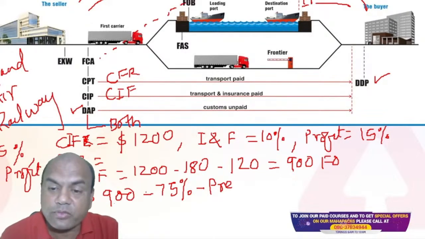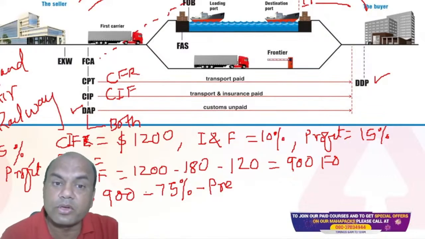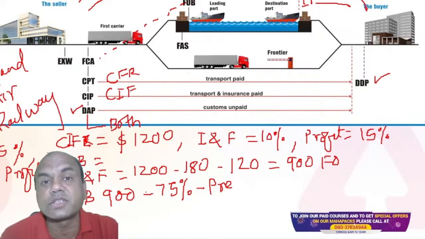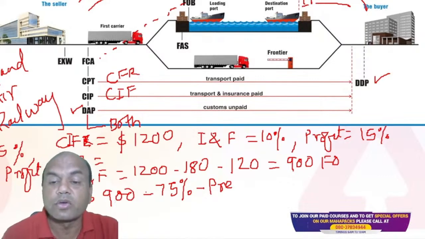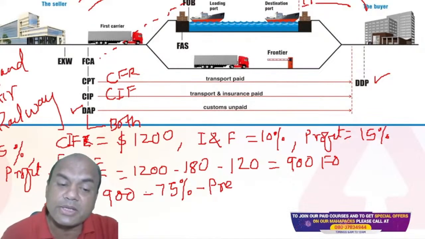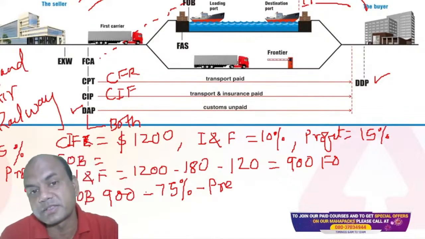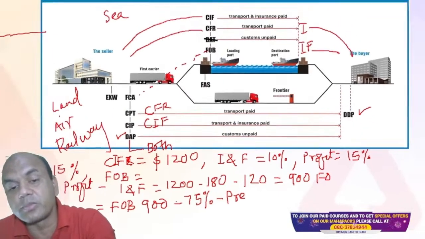But from this FOB value, what do you have to do? You have to give the finance of 75% only. So from this 900, you will be paying 75% only. So this is the basic logic of pre-shipment finance. That's why I took this numerical over here.